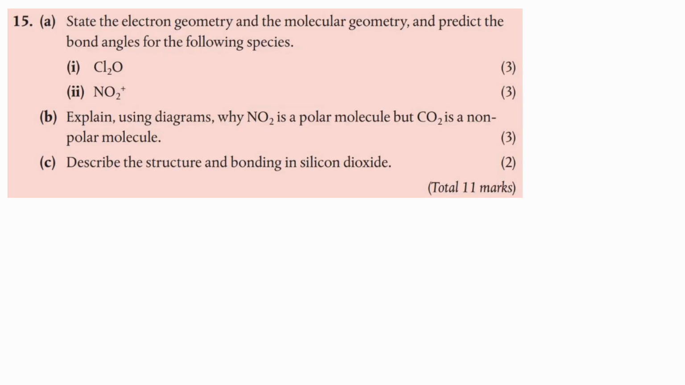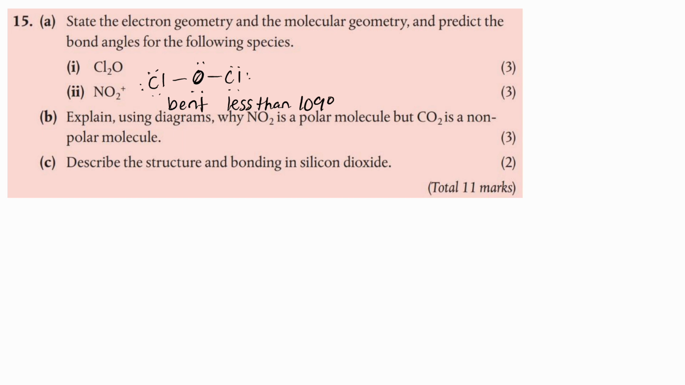15, state the electron geometry and the molecular geometry and predict the bond angles for the following species. So first, let's go ahead and draw our Cl2O. O is going to be in the center, and then we have our Cl atoms on the outside. That is going to be a bent structure, and the angle is going to be less than 109.